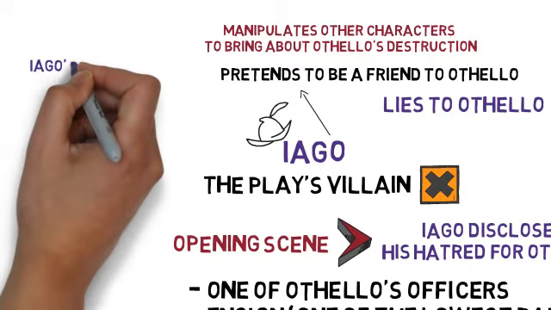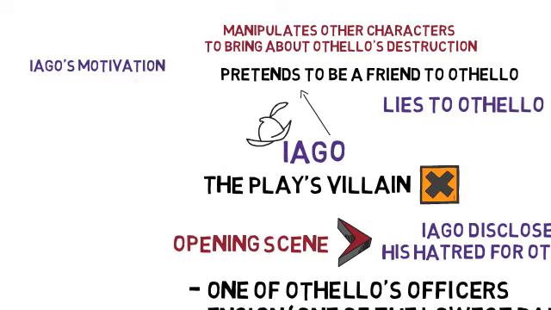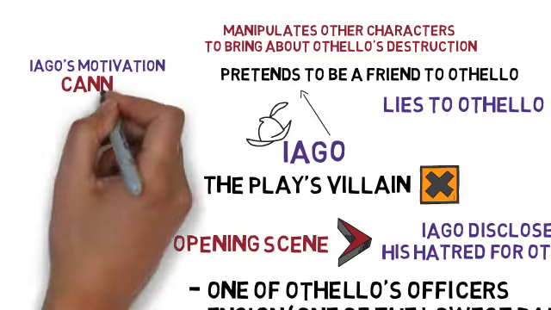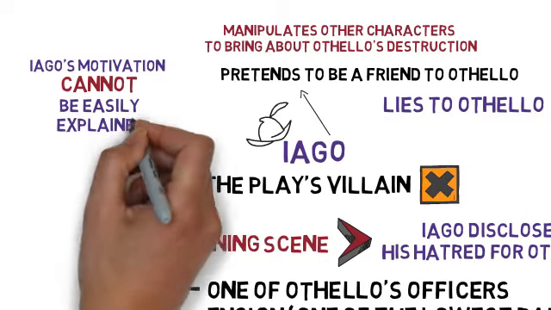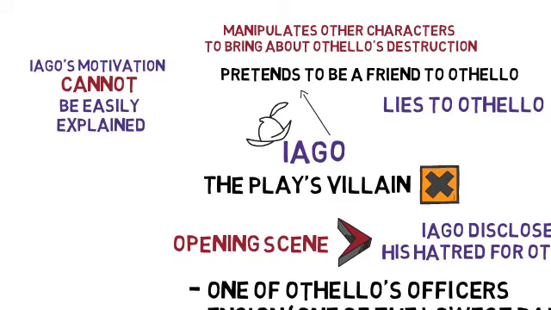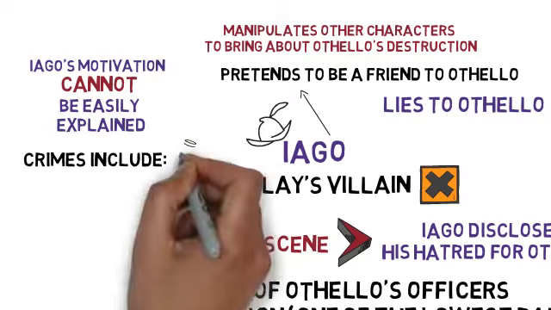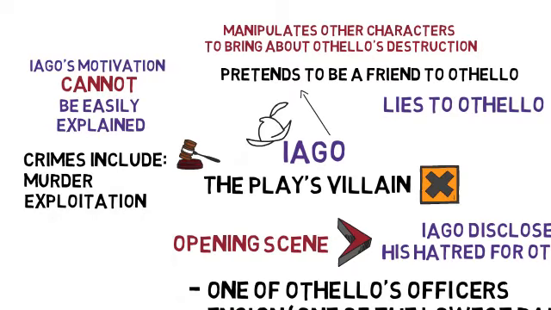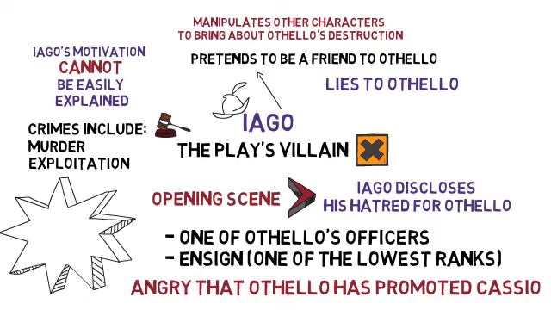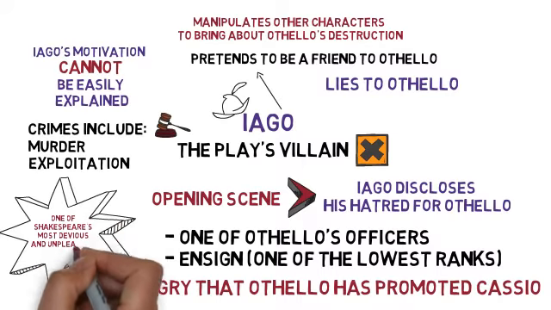Although Iago gives his reasons straight away, Iago's motivation for bringing such suffering and destruction not only on Othello but on the innocent Desdemona cannot be easily explained. His crimes also extend to murder and exploitation, making him one of Shakespeare's most devious and unpleasant villains.